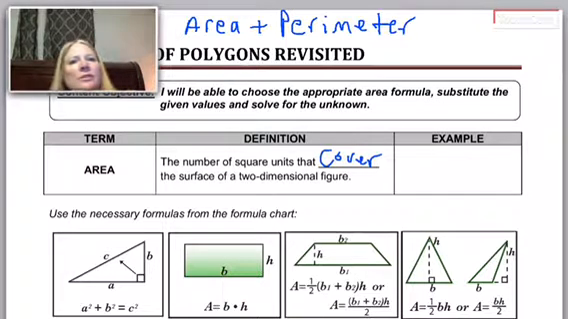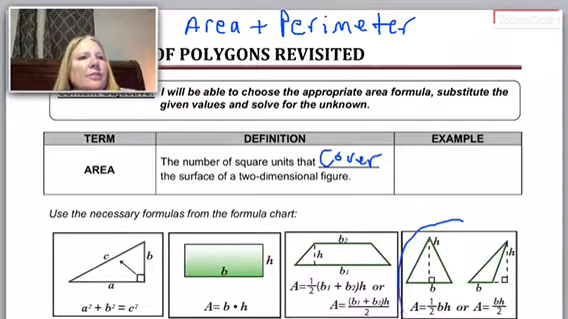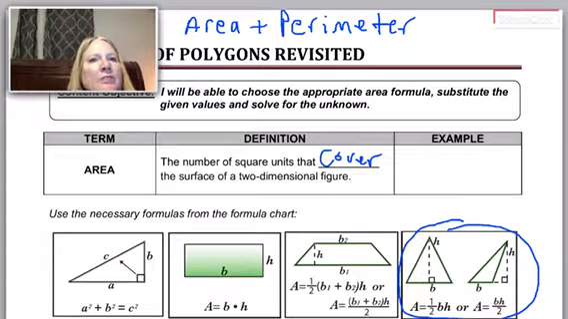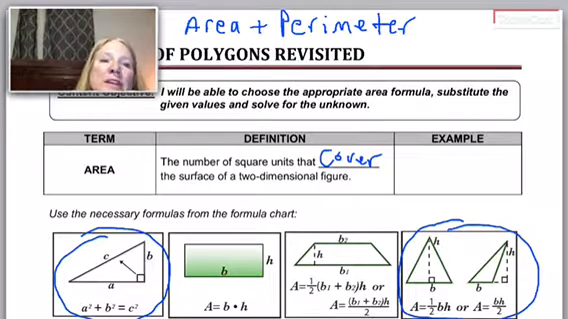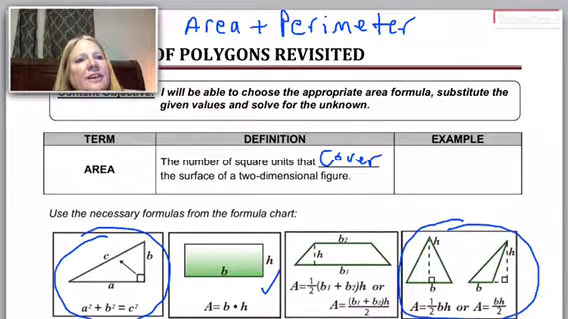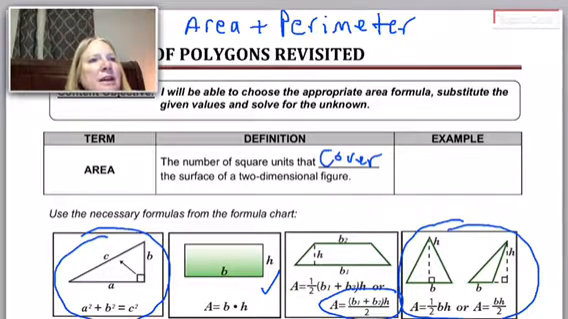We have the triangle, and the area of a triangle is 1/2 base times height, or base times height divided by 2. A lot of times you're going to have to use the Pythagorean theorem or possibly a special right triangle in solving some of these. A rectangle is base times height. For a trapezoid, I use base 1 plus base 2 times height divided by 2.